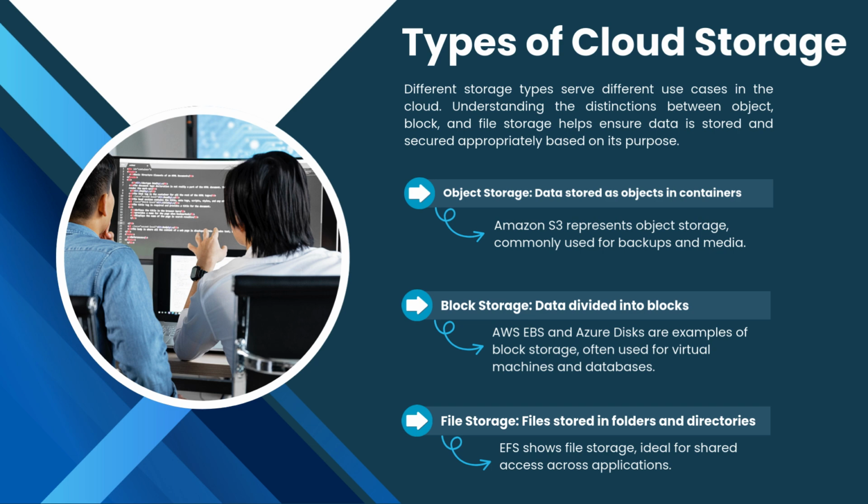Block storage, such as AWS EBS or Azure disks, breaks data into chunks or blocks that function like raw hard drives, ideal for high-performance applications like databases and virtual machine storage. File storage, like AWS EFS or Azure Files, mimics traditional file systems with directories and file names, making it suitable for shared network drives and collaborative projects. Each type requires distinct controls and configurations to ensure confidentiality, integrity, and availability, whether that means encrypting individual objects, restricting access to block volumes, or logging file-level activity.